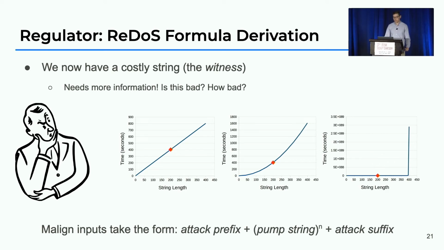It could be polynomial, which is bad, or it could be exponential, which is very bad. So what we do here is we attempt to find a formula which will describe both how to build attack strings and then also let us measure the complexity curve. We take inspiration from prior work, and we say that a formula consists of an attack prefix, some pump string that is repeated, and then an attack suffix.